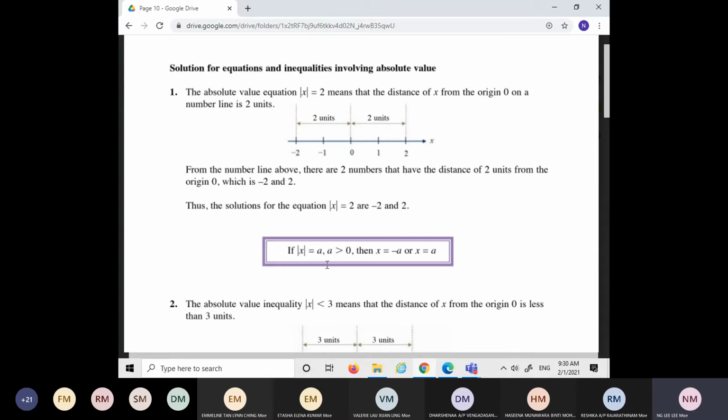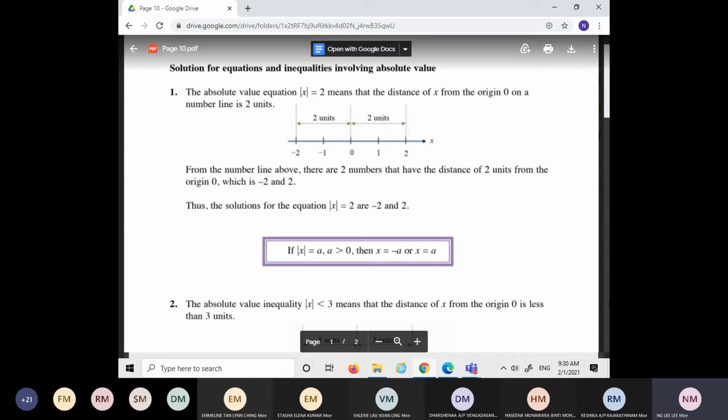So you have this. If modulus of x equals a, then you can say your answer for x, there are two: one is a and one is -a. This is derived from here. If modulus x is 2, then your answer for x can be 2 and -2. If modulus x is a, then your answer for x can be a and -a. Okay, we look at another one.